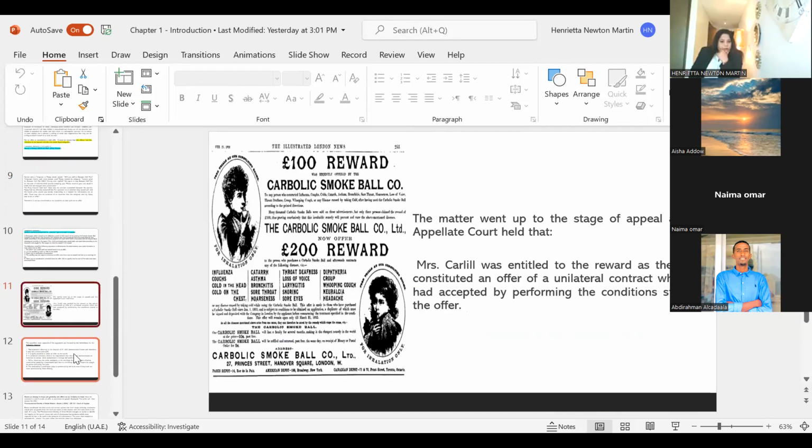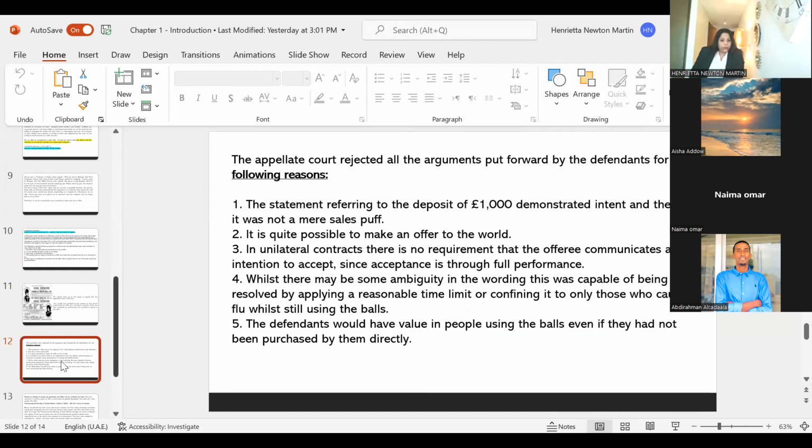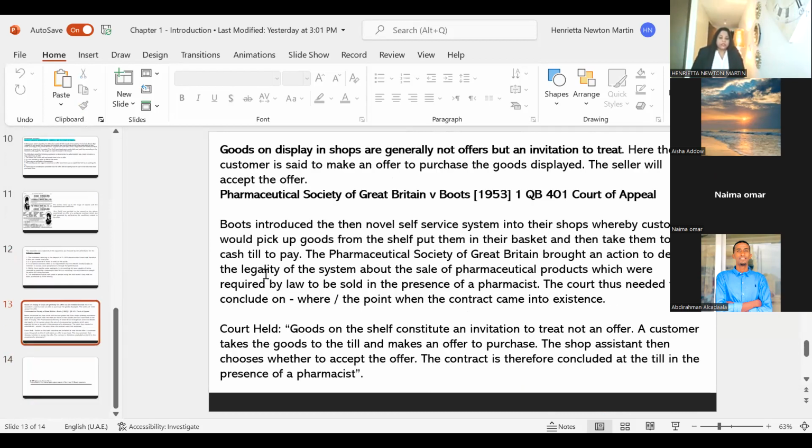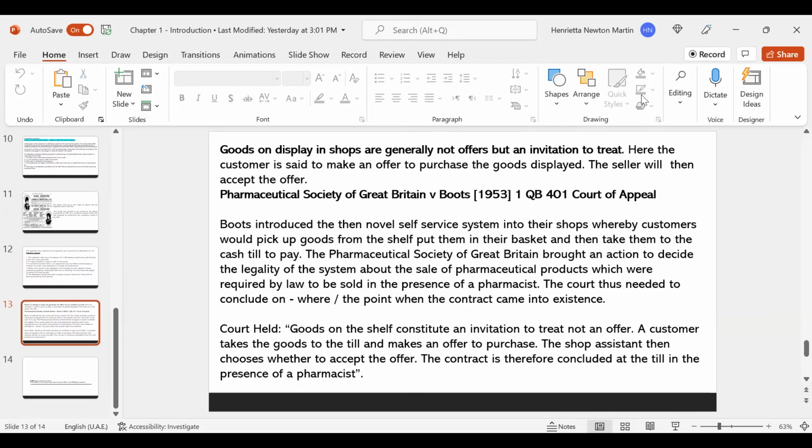We were here and then we finished this one. This is the last case here: Pharmaceutical Society of Great Britain versus Boots. The court held that goods on the shelf constitute an invitation to treat and not an offer. A customer takes the goods to the counter and makes an offer to purchase. The shop assistant then chooses whether to accept the offer. The contract is therefore concluded at the till, that is the counter, in the presence of the pharmacist.